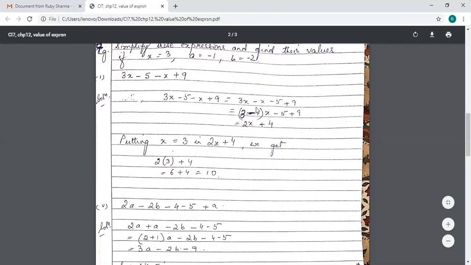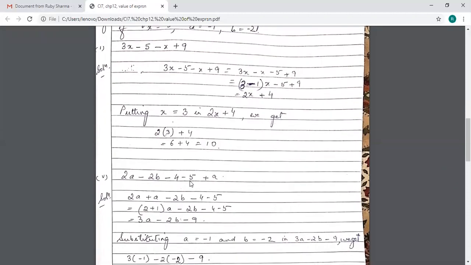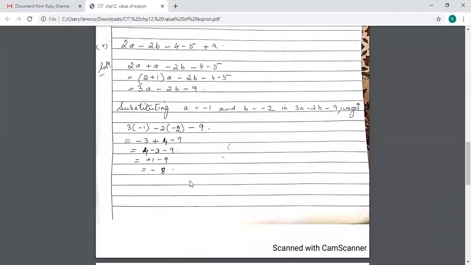Now this 3x minus x, you can directly write 2x, or you can subtract the numerical coefficients and do like this, as you have learned in the beginning. And minus 5 plus 9 is plus 4. So now when you simplified the expression, you place the value of x here. That gives you 2 into 3 plus 4. So you have to write putting x is equal to 3 into x plus 4, we get 2. Then within brackets 3 plus 4, that's 6 plus 1 is equal to 10. So every step is important. The lines are important where you are substituting the value.